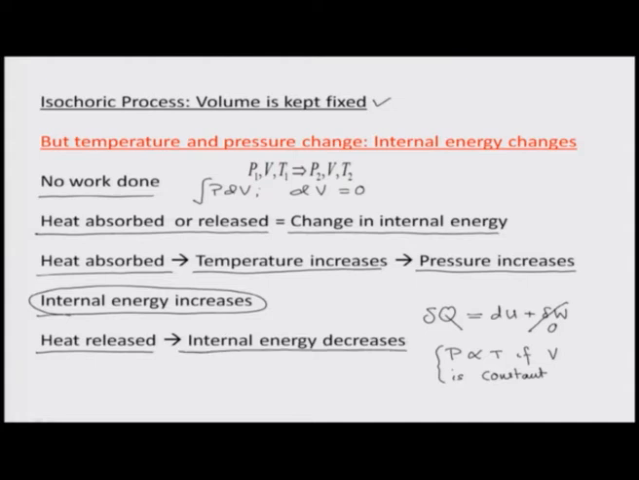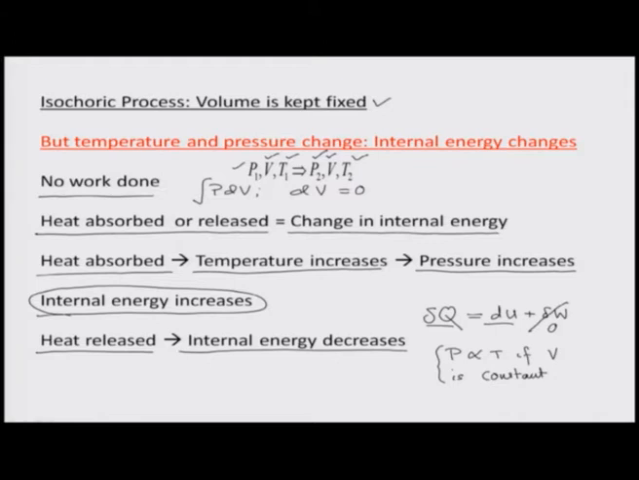So, again repeat, isochoric process, volume is kept fixed, no work done, you are going from P1 V T1 to P2 V T2. Since no work is done, delta Q is entirely determined by dU. Heat is absorbed, system temperature increases, which also means pressure also increases, and internal energy increases since temperature increases.